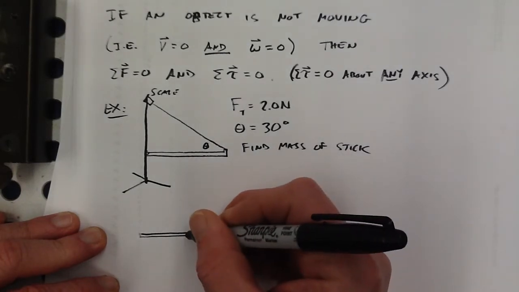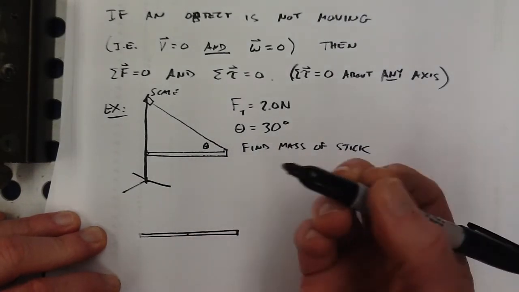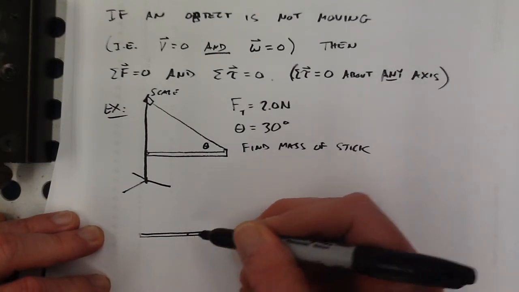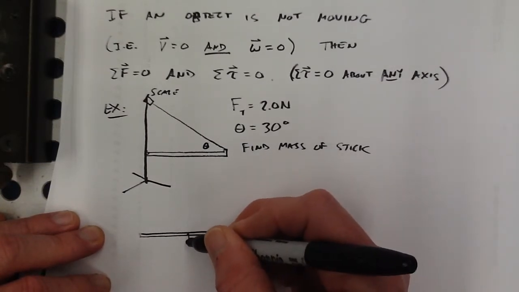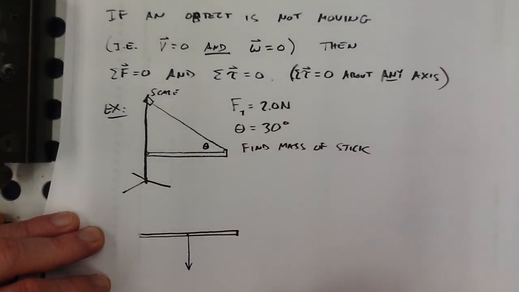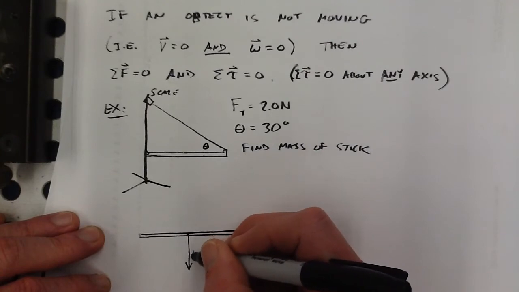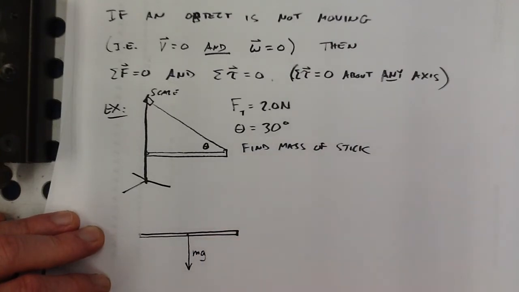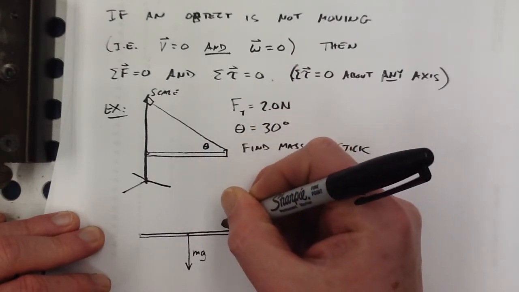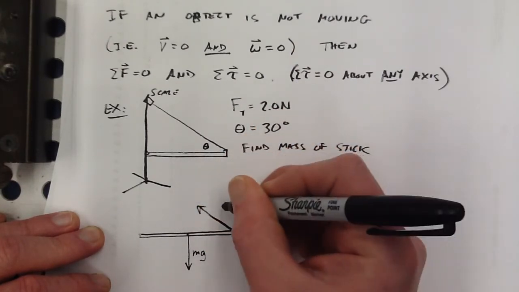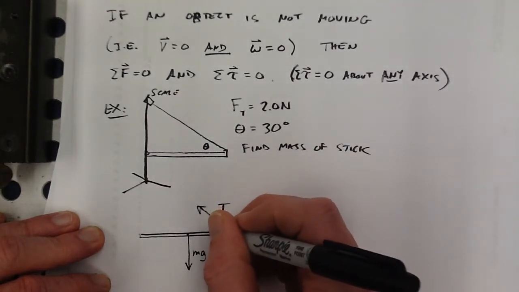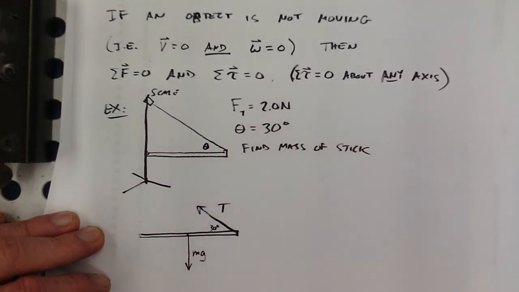Well, when you play pin the tail on the donkey, or pin the force on the force/torque diagram, a really fun game to play with kids, birthday parties and stuff, you put that force on the center of mass. So this is mg here. Now there's a tension force here. That's at 30 degrees. I'm just going to copy that into my diagram here.